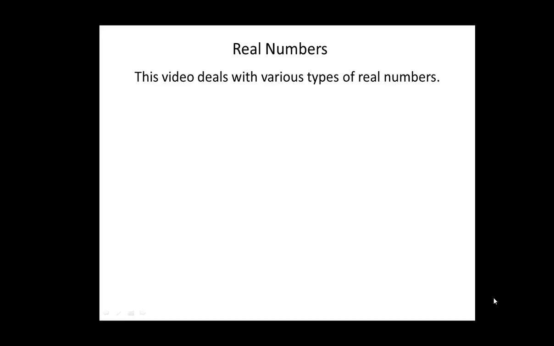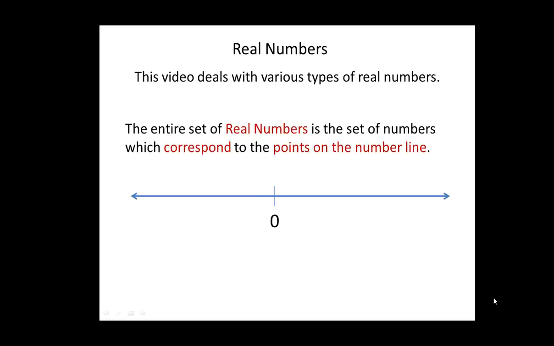This video is about real numbers and the various types of numbers that make up that large set of real numbers. So let's start talking about just what the real numbers are. They're the set of numbers which correspond to the points on the number line. So for example, that might be the number 1, or this might be the square root of 2, or maybe we have pi, or perhaps this is negative 2.3. These are all real numbers.